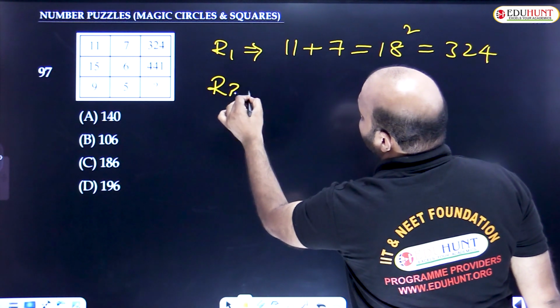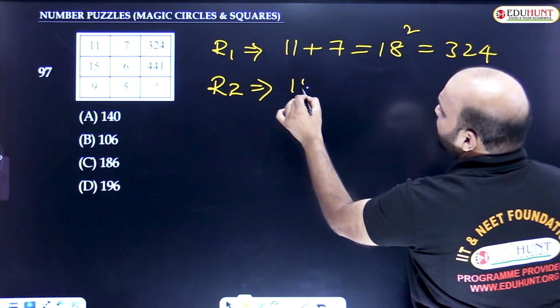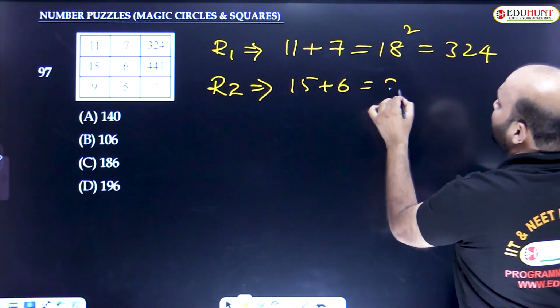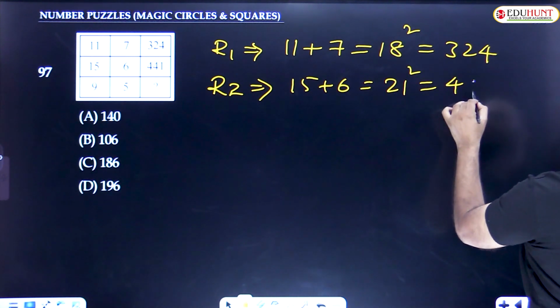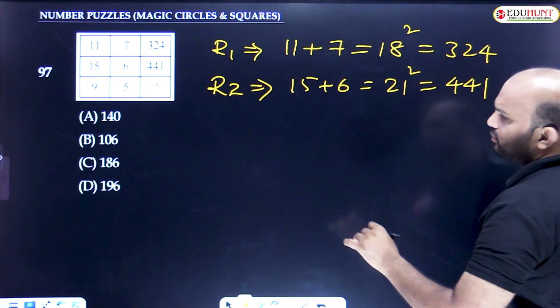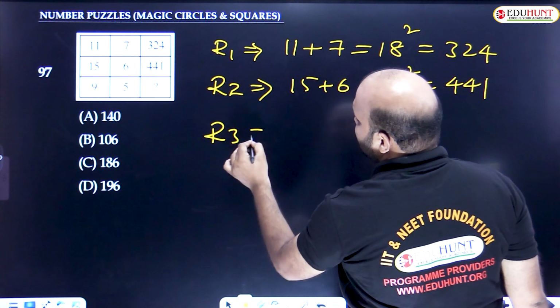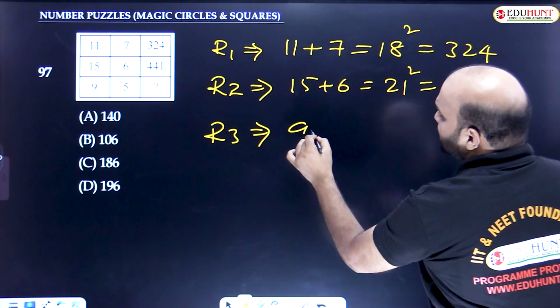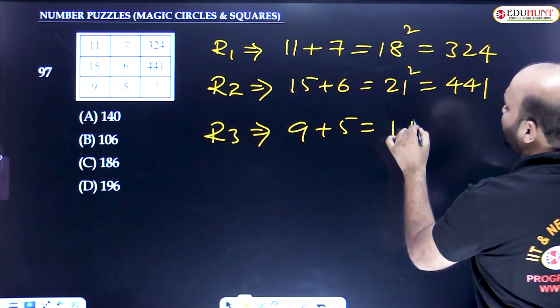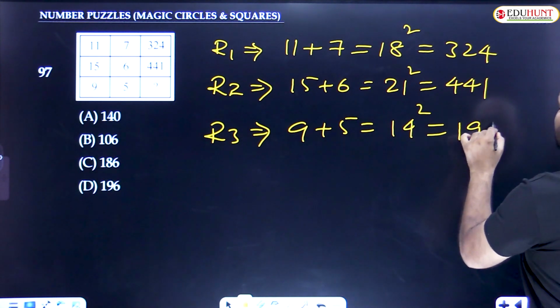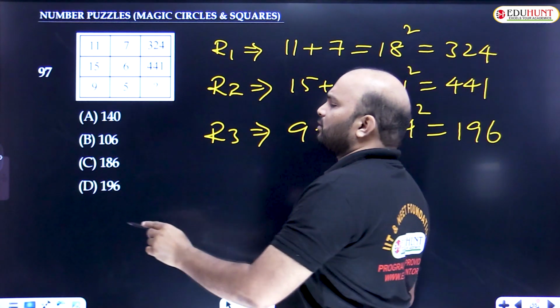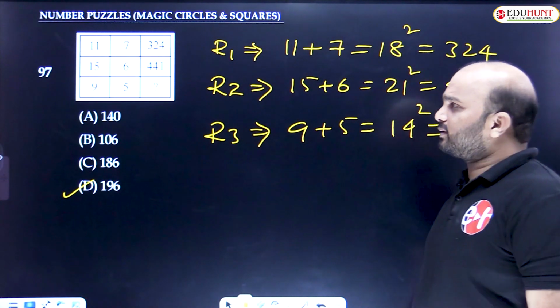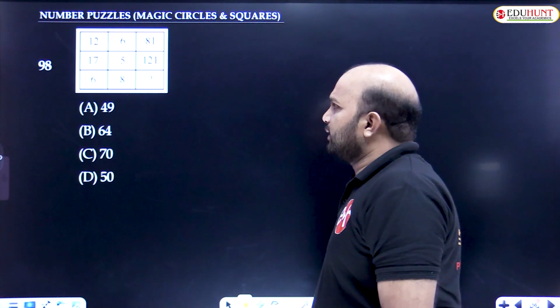So row 2 also has the same logic applied. 15 plus 6 equals 21. 21 square value 441. So that is the last number in the second row. The same logic applies to the third row. 9 plus 5 equals 14. 14 square value 196. So what should come in the place of question mark? 196. Option D is the right answer. Let's go to question number 98.